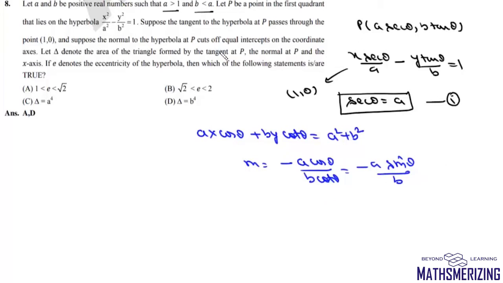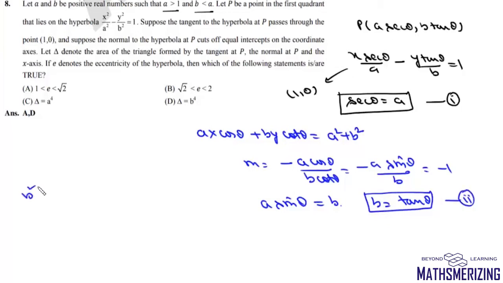Now it says the normal cuts off equal intercepts on the coordinate axes. So that means the slope of the normal is minus 1. From here we'll get a sin theta equals b. Now a is secant theta, so b is nothing but tan theta. So we have the value of b as well.